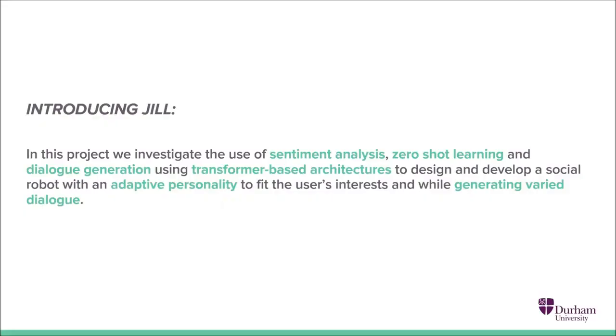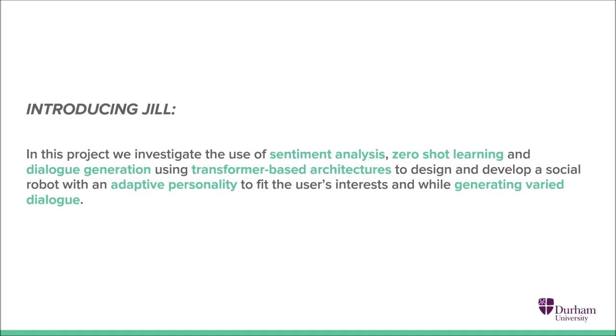Social robotics is an expansive field with applications in many areas such as medicine, hospitality, and even in the home in the form of personal assistants such as Amazon Alexa and Google Home. However, many of these products have issues in maintaining a consistent personality while generating interesting and varied dialogue.